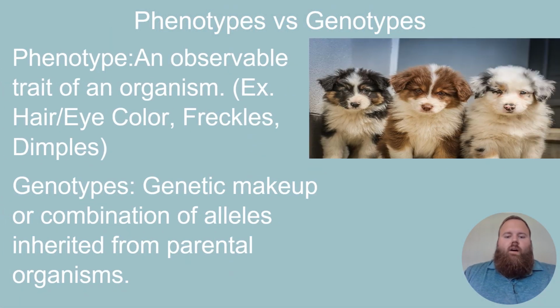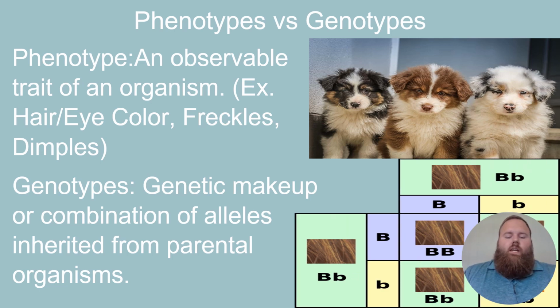Today we're going to be talking about how we assess an organism's phenotype and their genotype. A phenotype is an observable trait of an organism. Examples would be hair color, freckles, or dimples, as we can see in the difference in hair colors to your right with the dog's hair color.